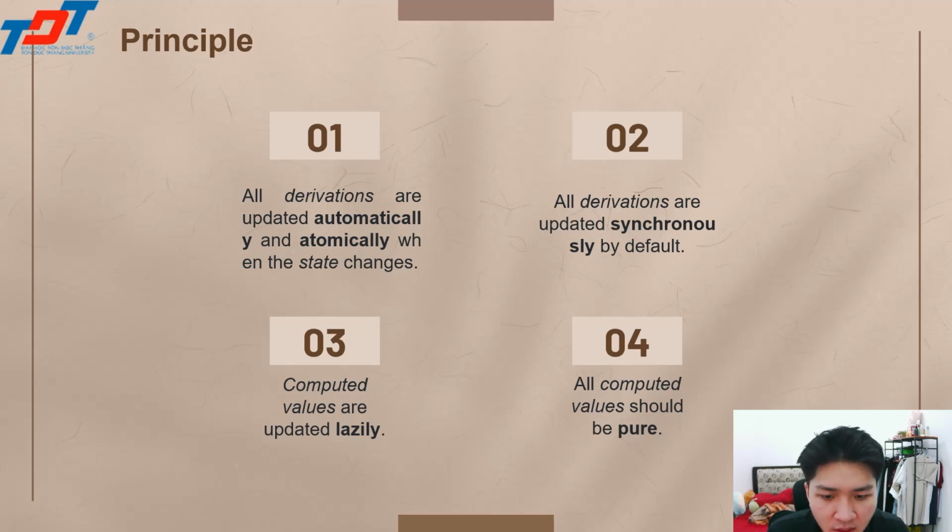And the second thing is all the derivations are updated synchronously by default. The third one is computed values update lazily. And the fourth thing is all computed values should be pure.